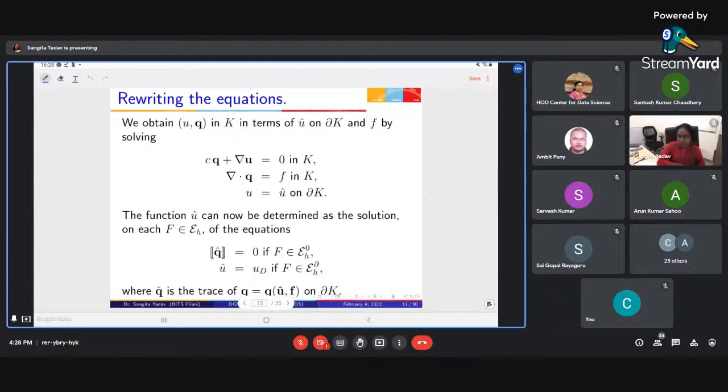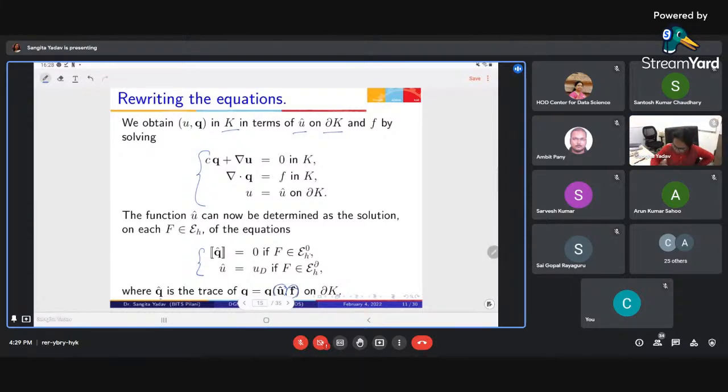Now we rewrite these equations as: find u and q in each element K and u hat on the boundary of K such that u, q and u hat satisfy these three equations, along with these transmission conditions: the jump of q hat is going to be 0 on the interior edges, and u hat is going to be equal to ud on the boundary edges, where this q hat is the trace of the function q, which is going to be dependent on the trace of u hat and the function f.